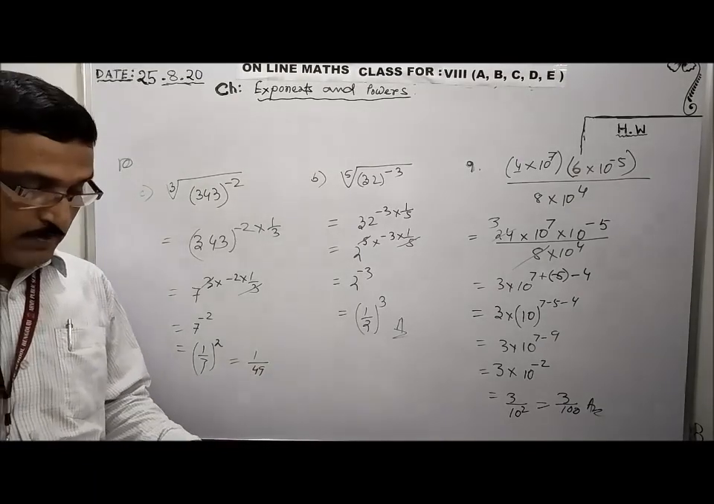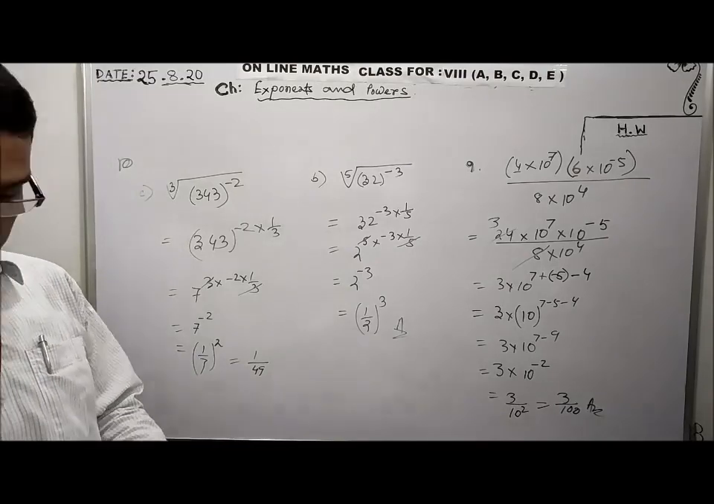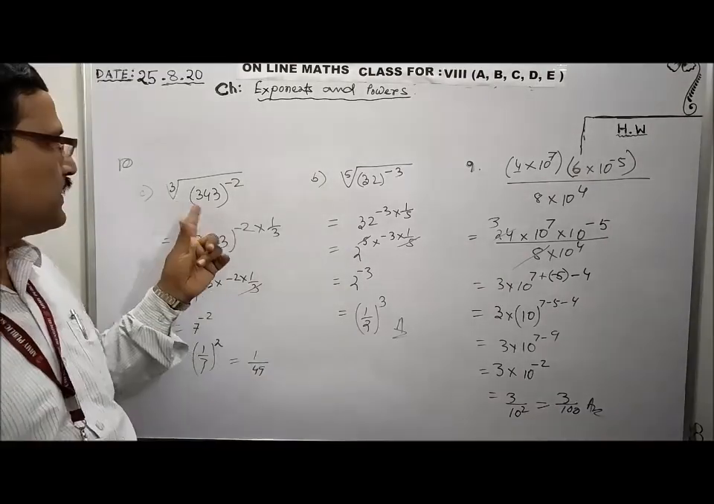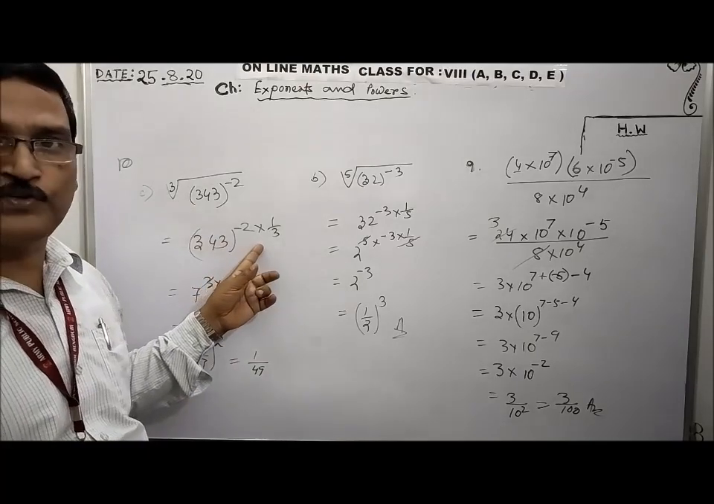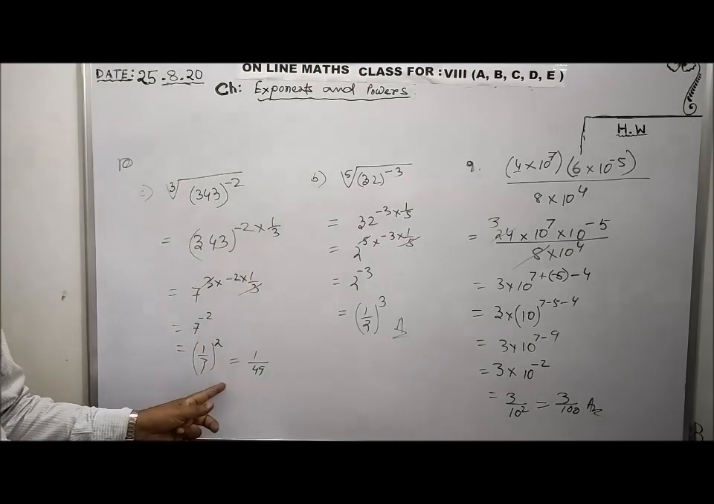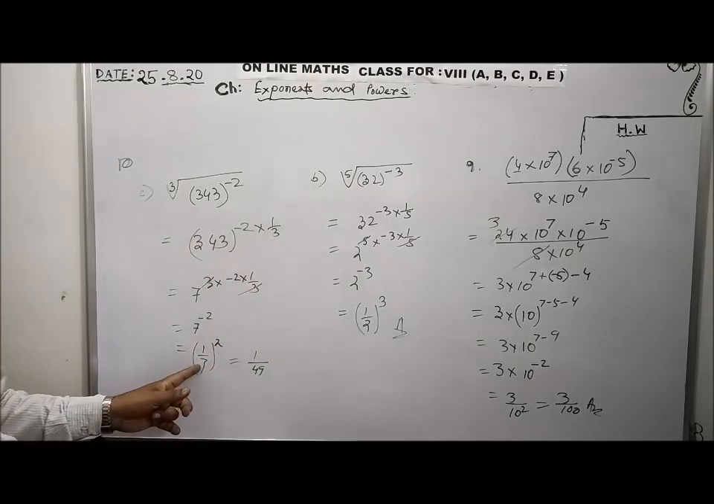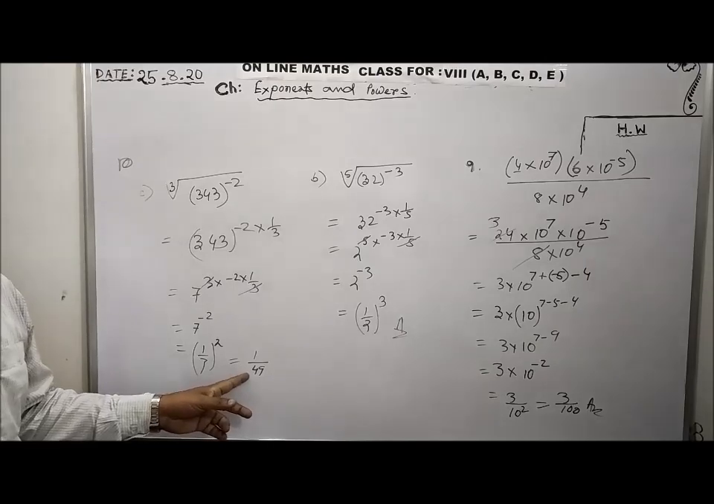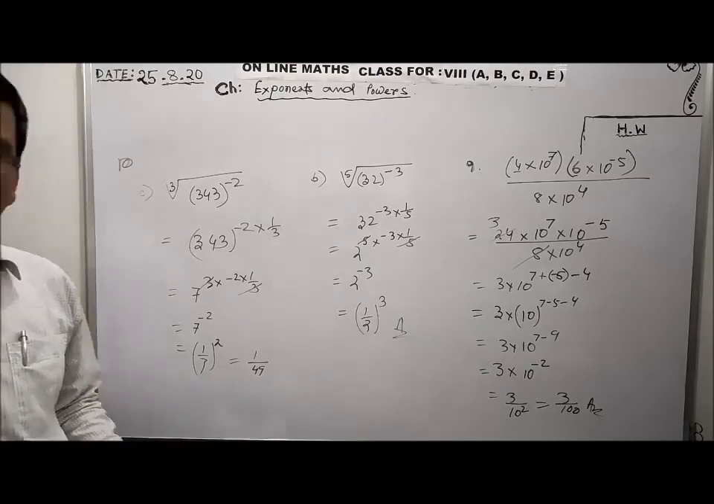So what about this type of question here? You will try to solve it. I am uploading it. So the radical form is converted to exponential form. Follow the laws of exponents. Calculate at the end. You may leave it in this exponential form, or you can find it in number form also. Okay, have you understood?